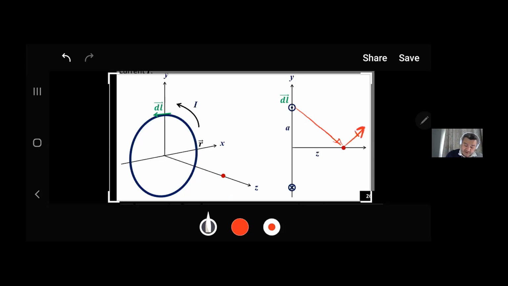Let me call this one dl1 and this one dB1. So I have the magnetic field perpendicular right on this line. Why is it going this way? Well, look at the direction of the current. The direction of the current means it will be pointing in this direction.